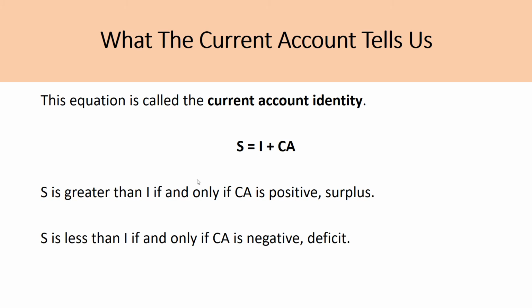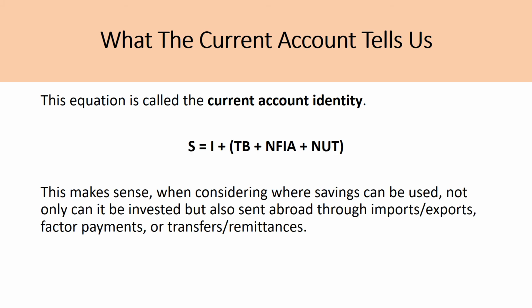And so we'll expand this once again. So S is greater than I if and only if the CA is positive. Say, for example, the current account was 0. Then savings must equal investment. So say you have $1,000 in savings, and you make $1,000 in investment, then your current account is 0. But if you have $1,000 in savings and you invest only $500, then the remaining $500 is put towards the current account, and therefore the current account must be positive, and it's in surplus.